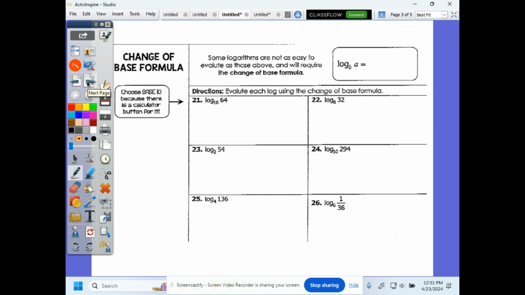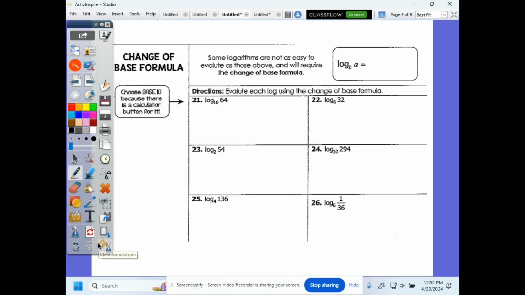Change of base. Some logarithms are not as easy to evaluate as those above and will require the change of base formula. And that's correct. Sometimes, like log of 2 to the 6, you cannot simplify and evaluate this one easily. If the base is 2, what would be the exponent of 2 to get 6? It's not 3, because if you said 3, that will become 8, right? It's not equal to 6. So there are items that you cannot really do manually. So you have to use the change of base formula.